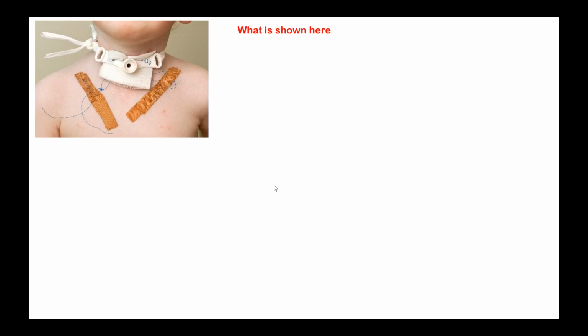Tracheostomy is also kept as a short case in the exam. So what is shown here? Am I audible? Surgical tracheostomy. What do you see here?